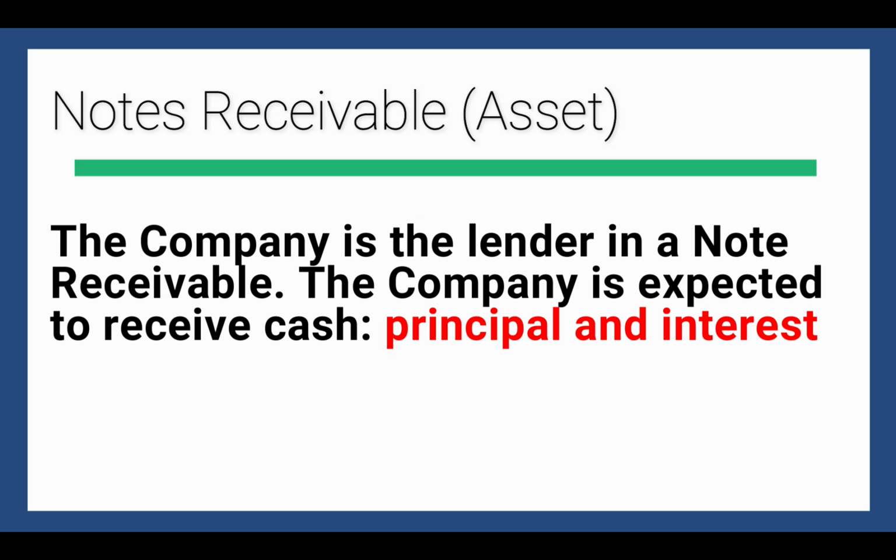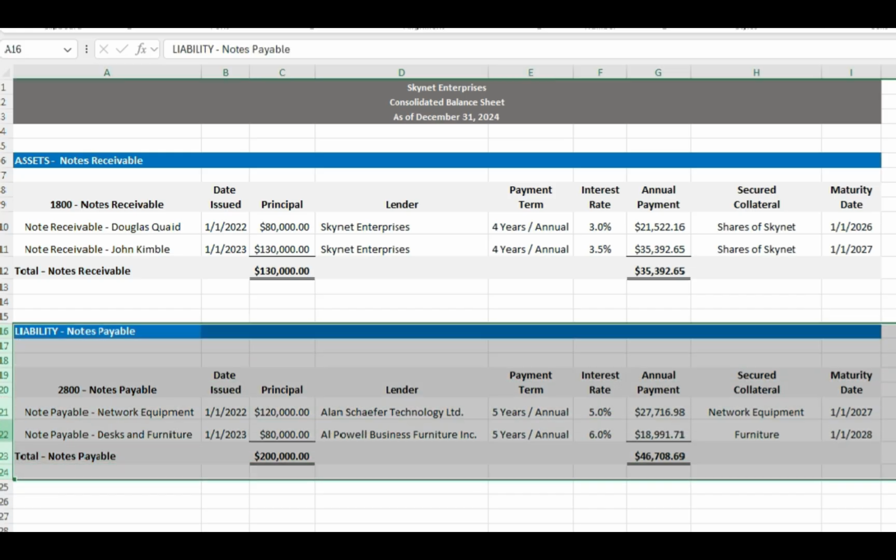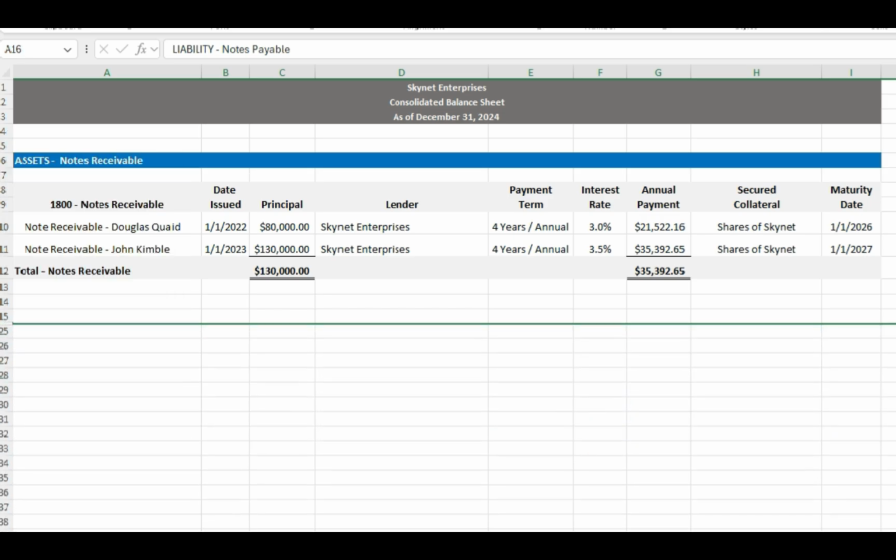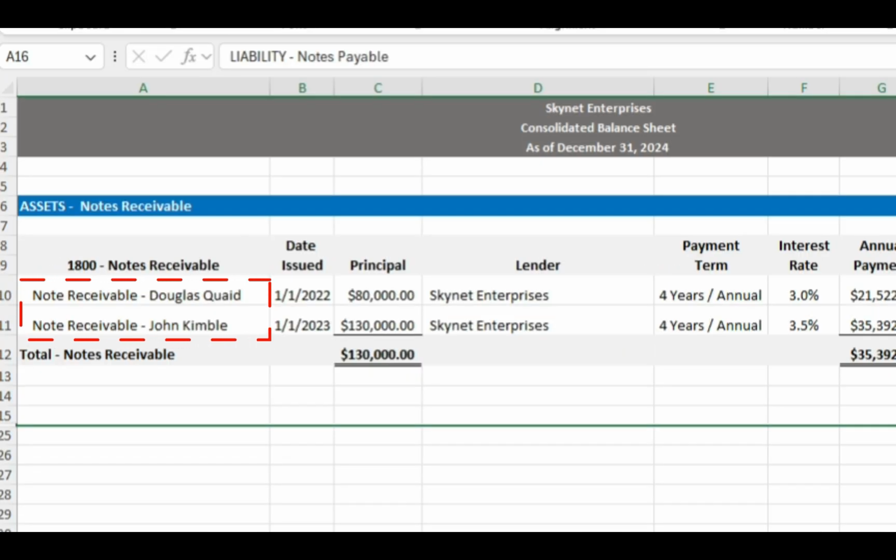So let's take a look at a note receivable on our balance sheet, and let's just go through the motions of what that looks like and how it impacts the balance sheet and how it impacts the income statement. Here we have a couple. I'm going to hide the notes payable here. We have two examples of notes receivable. In this situation, we're working with Skynet Enterprises, and we have two employees that have bought shares from Skynet. We have Douglas Quaid and we have John Kimball.